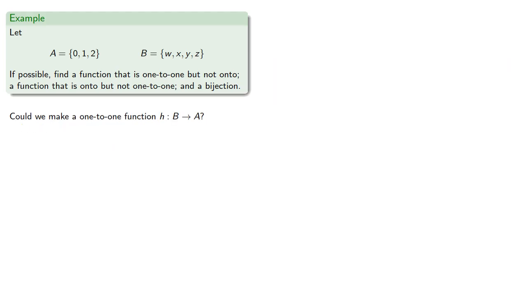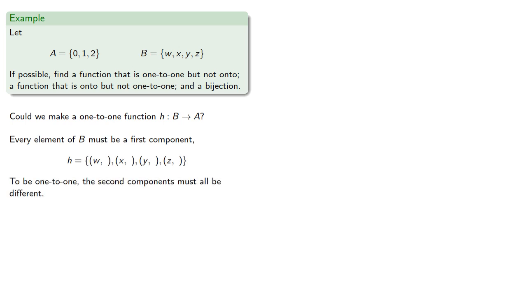Could we make a one-to-one function from domain B to codomain A? So again, in order to be a function, every element of B must be a first component of the ordered pairs. To be one-to-one, the second components must all be different. But since A only has 3 components, it seems that that's not possible.